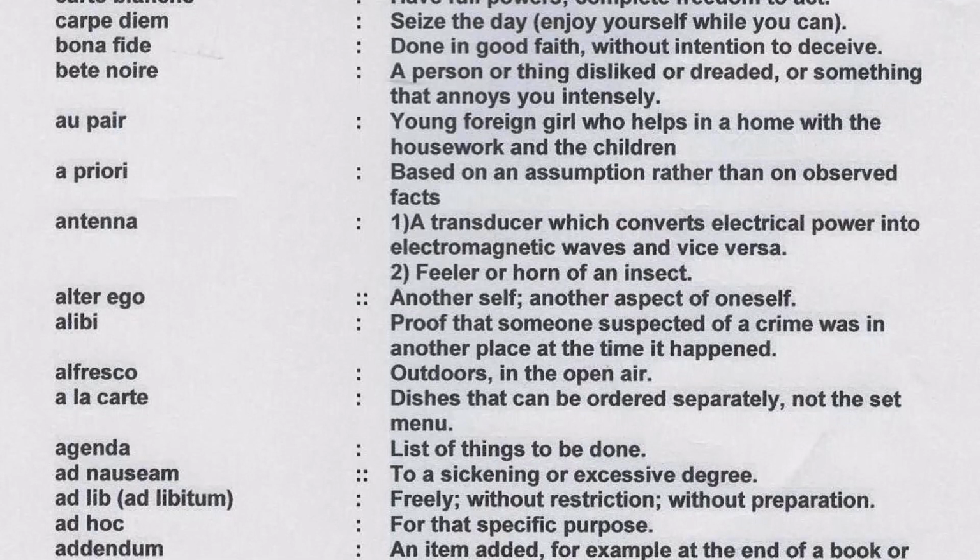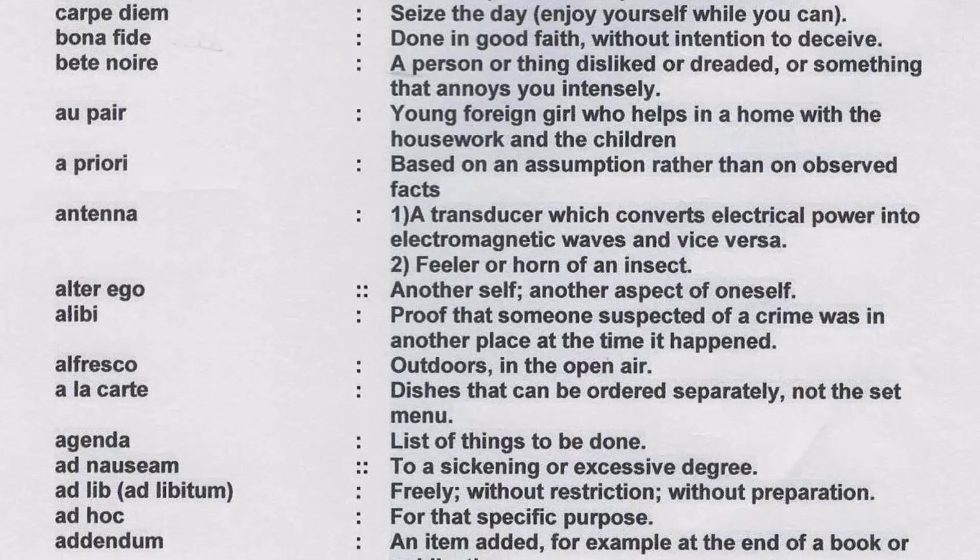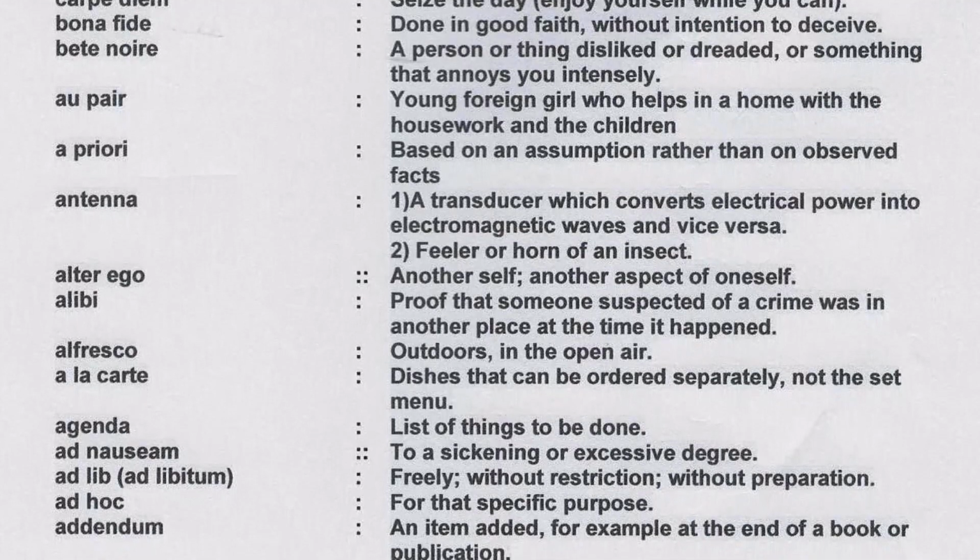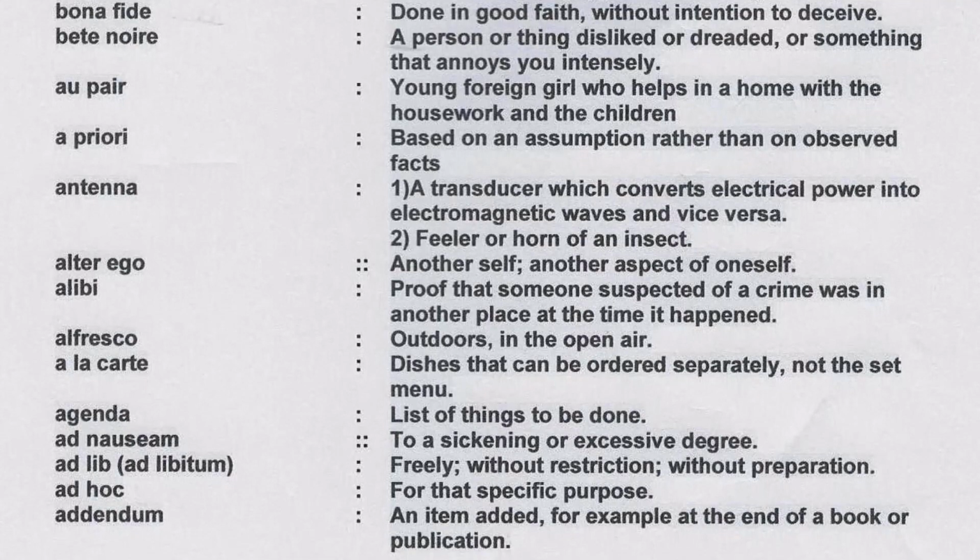Alter ego, another self, another aspect of oneself. Alibi, proof that someone suspected of a crime was in another place at the time it happened. Alfresco, outdoors, in the open air.